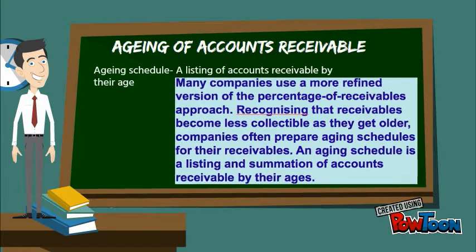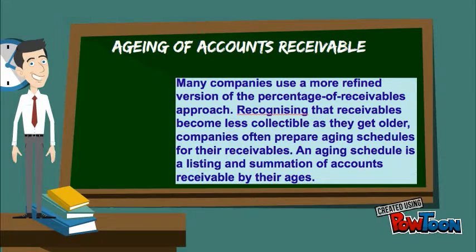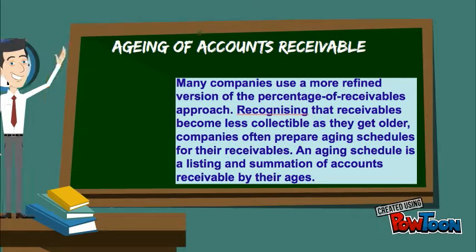As accounts receivables are left uncollected, the likelihood of collecting them decreases. That's why we use aging schedules to provide a more accurate estimate of the allowance for doubtful debts and therefore a better estimate of bad debt expense.